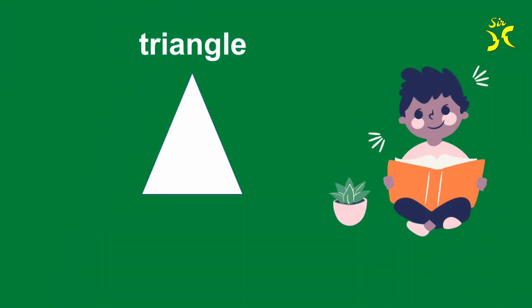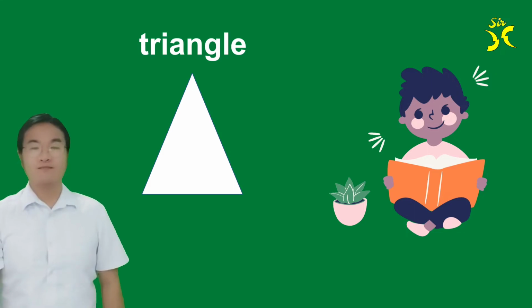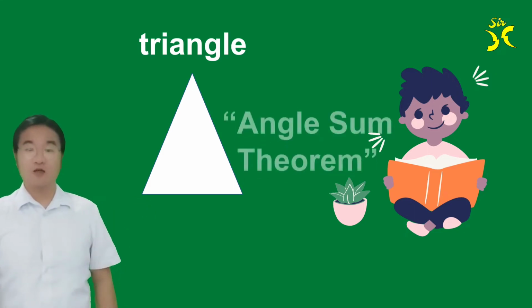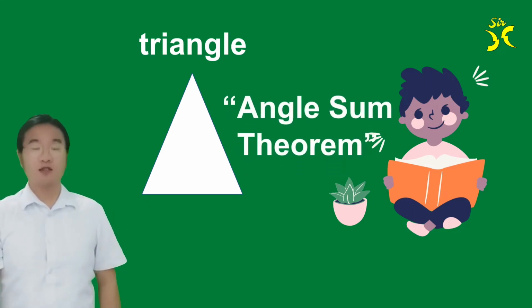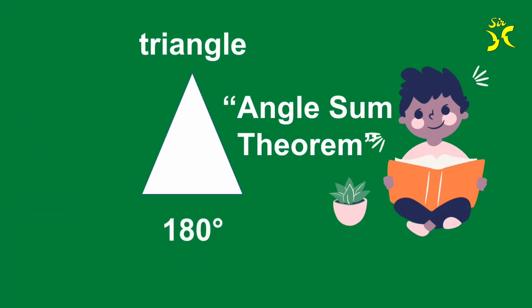First, the total interior angle of a triangle. Using the angle sum theorem, the sum of the measures of all interior angles of a triangle is 180 degrees.